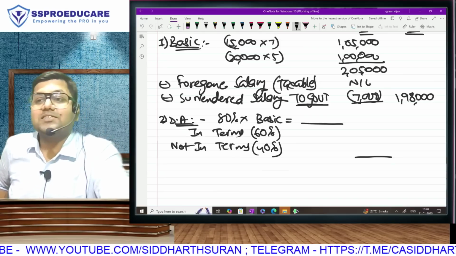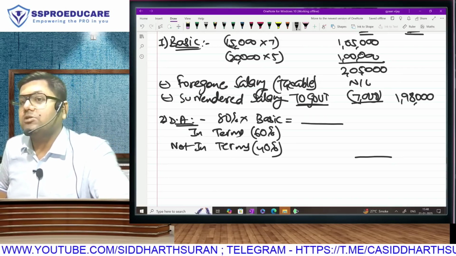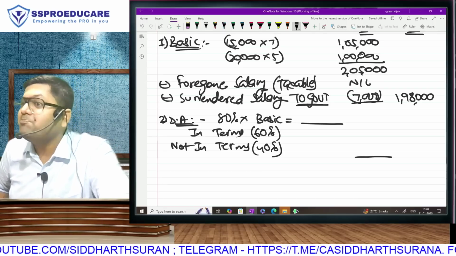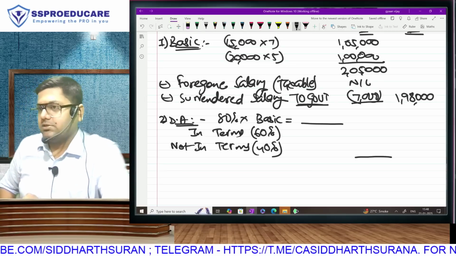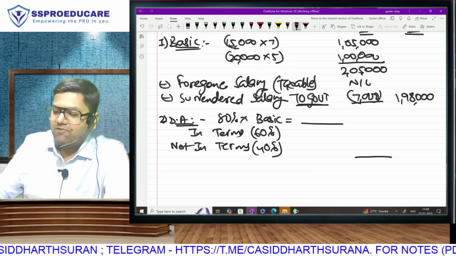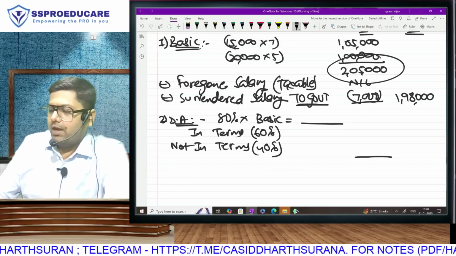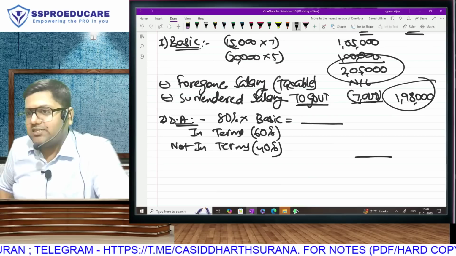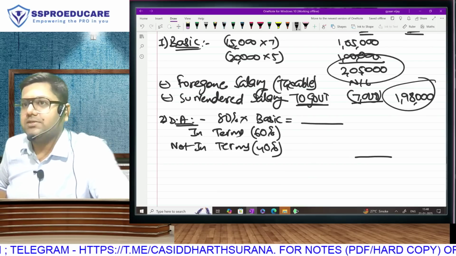But problem is last time 5,000 into 1260 was given to us, so we just did 64. Here it is given to us not in rupees but in percent. So first find out what is that DA. 80% of basic. Now you have basic of 205 and you are showing basic in taxable amount as 198. So listen to the question carefully because this is the main point of the question.